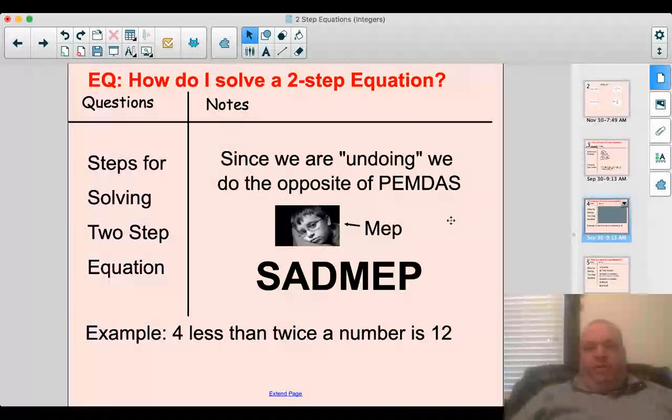Because when we're solving an equation that's more than one step, we need to be undoing order of operations. Because we do things in the order of PEMDAS, we undo them in the order of sad MEP. So we're just going backwards.